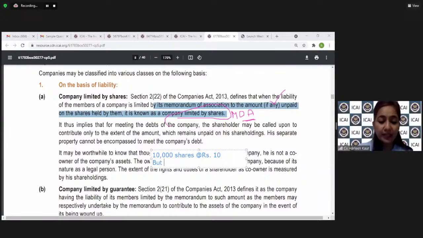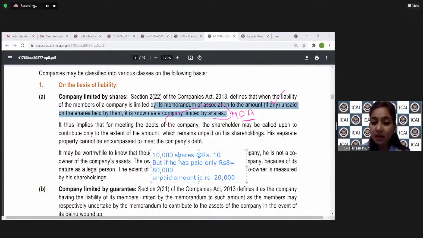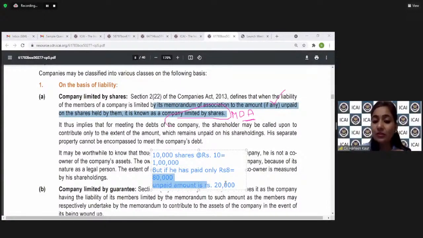But if he has paid only rupees 8, then how much is the paid up capital? 80,000. Am I right? And the unpaid amount is how much, children? Rupees 20,000. Now it says if Mr. A has taken up 10,000 shares, the price of the share is rupees 10. That means 1 lakh share capital he's investing. But if he has paid only 8, then 80,000 is the paid up capital. This is the unpaid amount on which we have to pay attention. Only rupees 2 per share was left unpaid. So Mr. A can only be called upon to meet the company's debt for rupees 20,000 only.